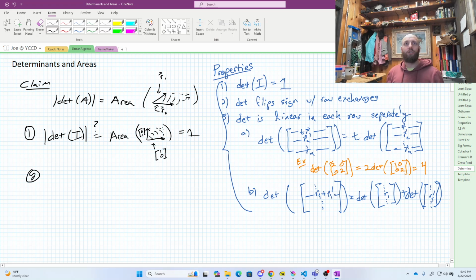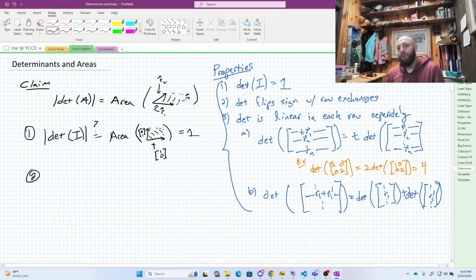All right, so thing 2, the determinant flips signs with row exchanges. Well, because I've got the absolute value on this, it doesn't really matter. I can just invent a concept of signed area, right? So here where I put row 1 and row 2, that actually probably has the opposite area. So I'm going to make this row 1 down here and this row 2 up here. Because my claim is about the absolute value, it doesn't matter.